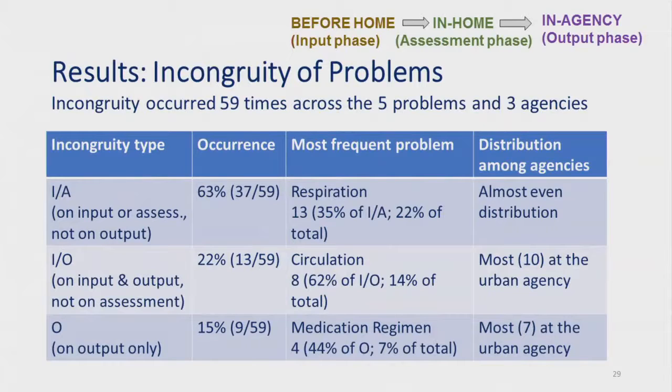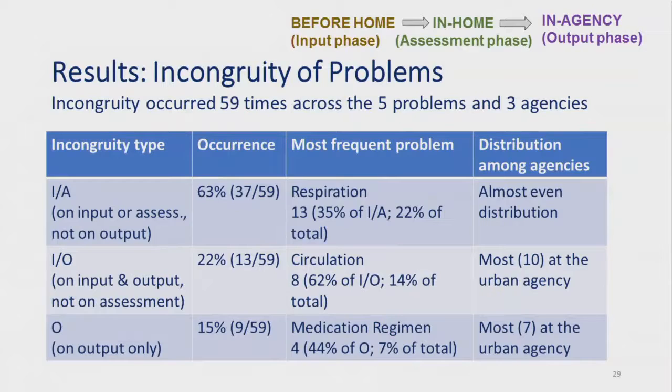So the first type is IA, that the problem's on the input or the assessment, but not on the output. It dropped off the plan of care. That occurred 63% of the time. Over half of the time, a problem did not make it to the plan of care. And this occurred most frequently with respiration, which accounted for 35% of this type of incongruity and overall 22% of all incongruities. And this incongruity was evenly distributed among the agencies.